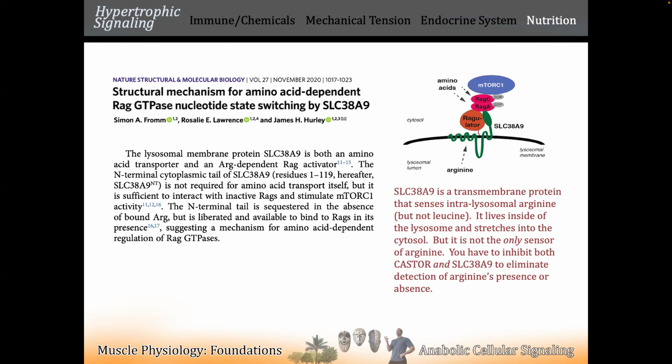But here, we're looking at a lysosome, and the lysosome isn't just an organelle that degrades proteins, with an inviting surface. It's also a sensor for amino acids. So mTOR is given information about amino acid content in the lysosomal lumen, right inside of it. So you see SLC38A9, that's an arginine sensor inside of the lysosome, inside and outside.